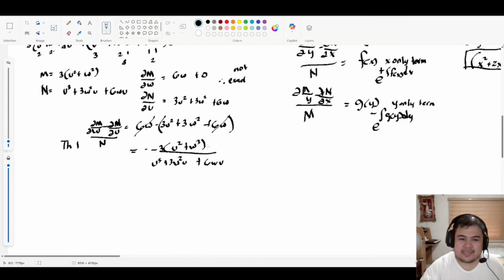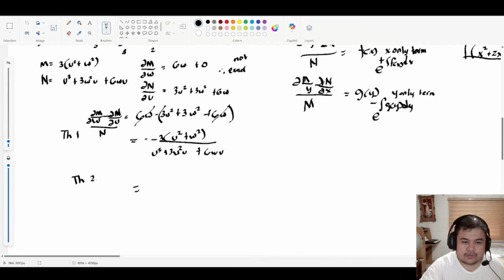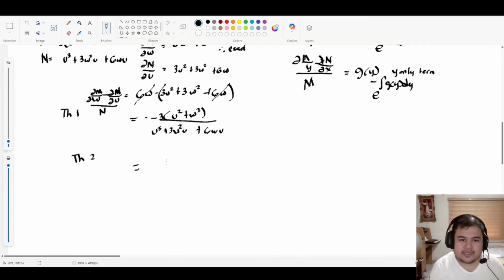In this case, if we divide (u² plus w²) by u³ for the first theorem, you can't. Using synthetic division, there will always be a remainder of a variable. So theorem 1 will result in a false test. It's not a u-only term. For theorem 2, we're going to divide by M.